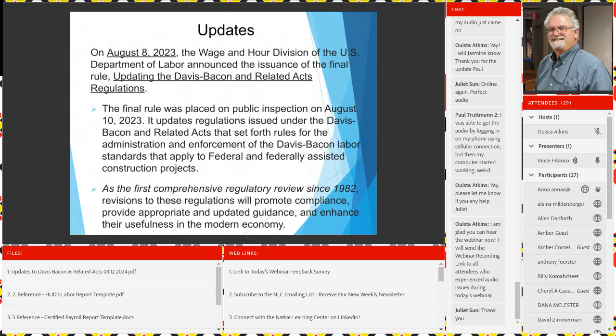Okay, side by side, part 3 we'll move through quickly. Side by side analysis of where Davis-Bacon is now and what the proposed or actual changes are. And you're going to see most of it is not so much in day-to-day activity.